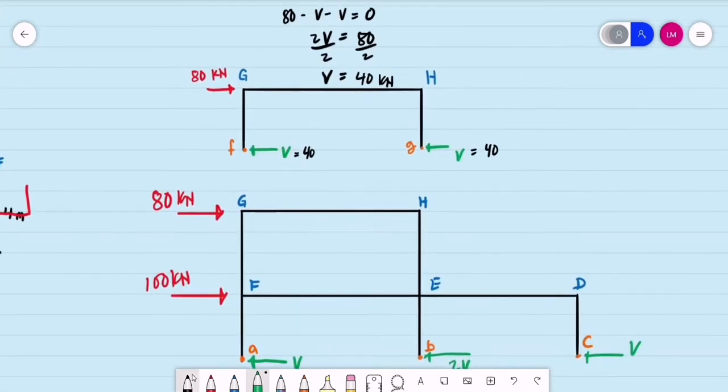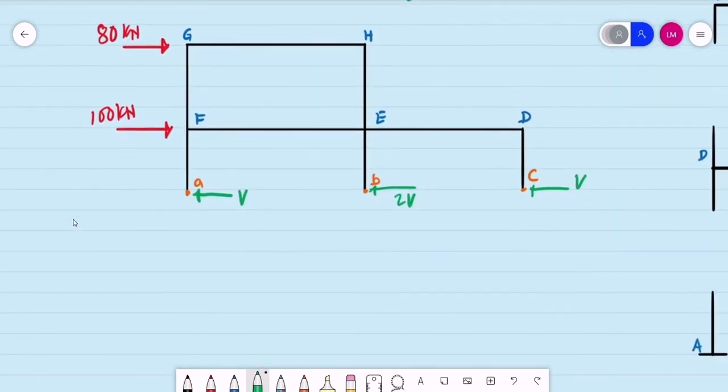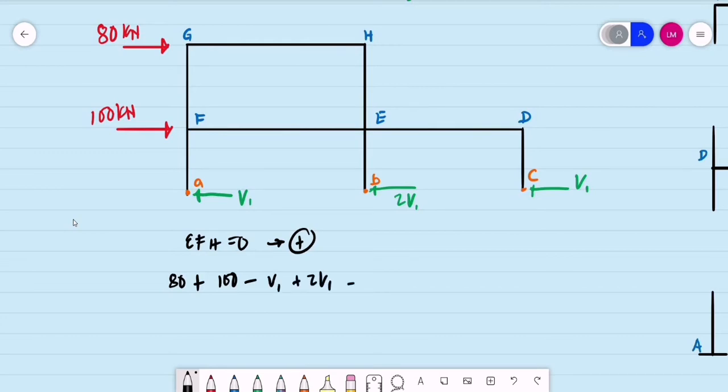Let's say for the second level, this is V sub 2. And for the first level, we name them as, let's say, V sub 1. By summation of forces horizontal equal to 0, assuming forces to the right to be positive. So that is, we have 80 kilonewtons plus 100 kilonewtons minus V1 minus twice of V1 minus V sub 1 is equal to 0.